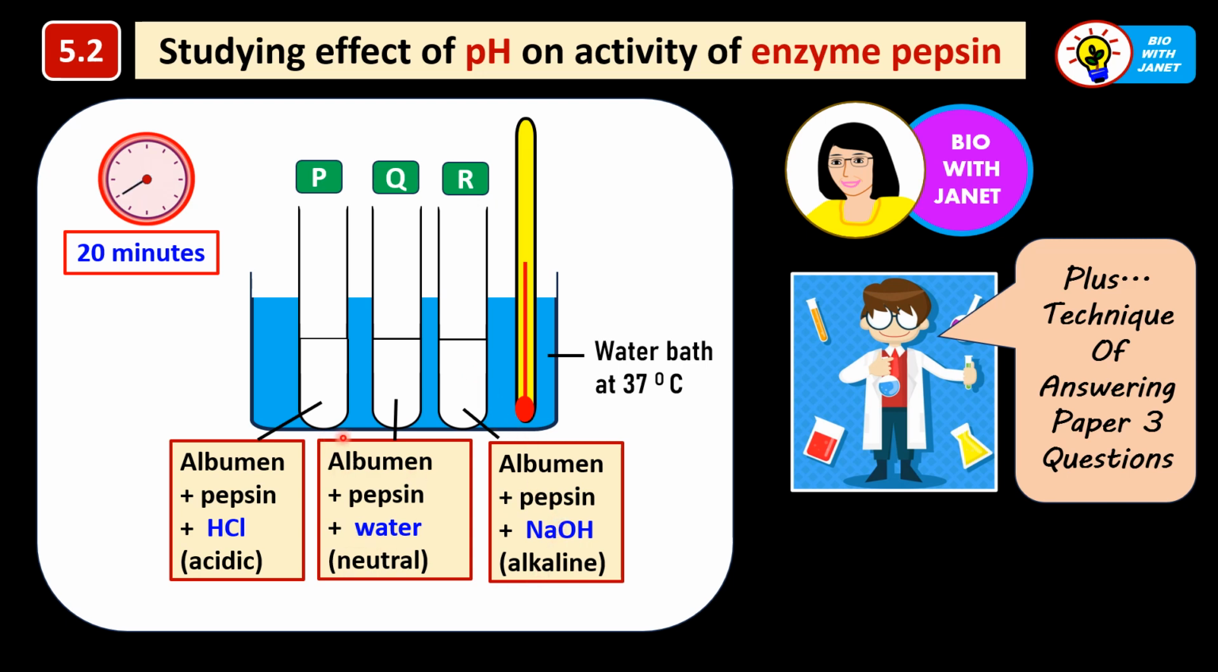The 3 test tubes are immersed in a water bath at a temperature of 37 degrees Celsius and left there for 20 minutes. The condition of the mixture is observed at the beginning of the experiment and after 20 minutes, whether the mixture is cloudy or clear.